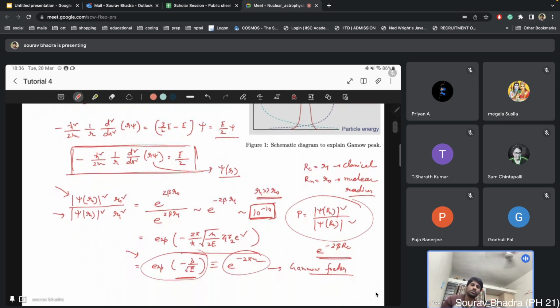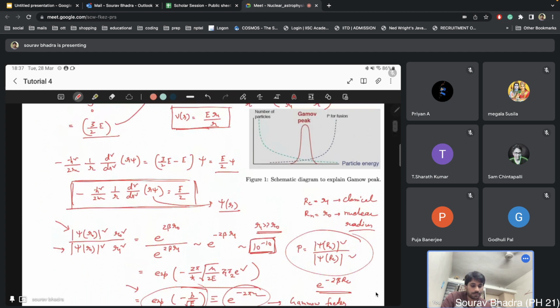Due to this, we can say that quantum tunneling is the main reason that the proton-proton nuclei, or any fusion reaction, will go through. So this we have done, that our probability is exponential minus 2 pi eta. Now we will do the gamma thing.